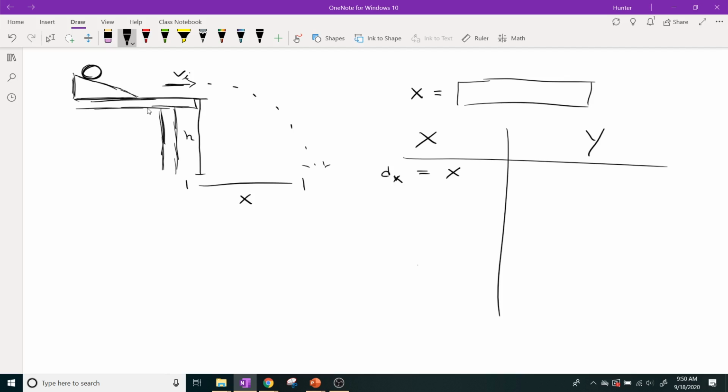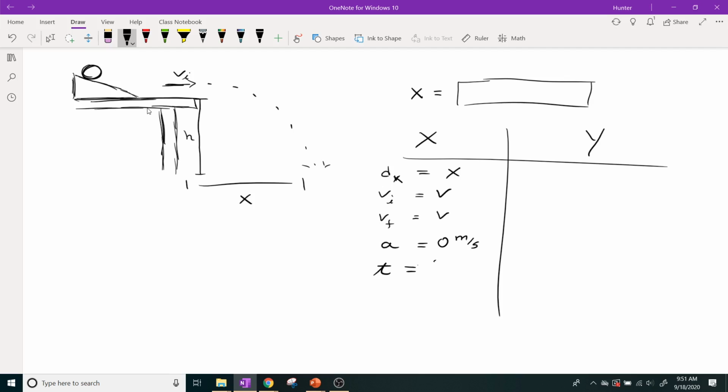Do we have the initial velocity? It's v, right? Do we have the final velocity? It should also be v. Remember this is the x direction, so it's moving at a constant speed in the x direction as it goes through. Does it have an acceleration? This one is 0, so we actually know that one. Do we have the time?